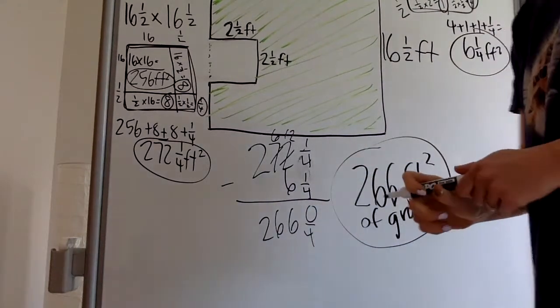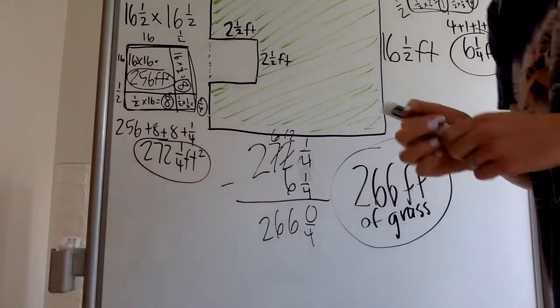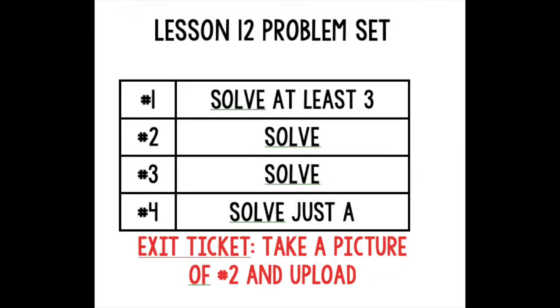You'll have another chance to do that on your own problem set today, but hopefully that makes some sense. For your problem set today, again, I measured for you, so they should be on there. You're going to do number 1. Please pick at least 3 to solve for number 1. Number 2, solve as normal. 3, solve as normal. And number 4, please solve just letter A.